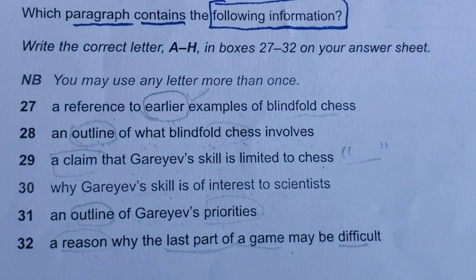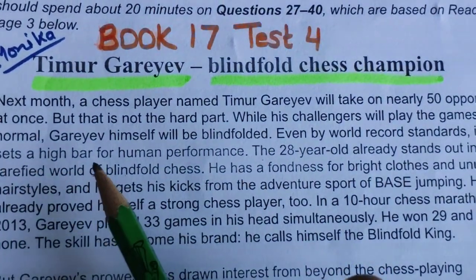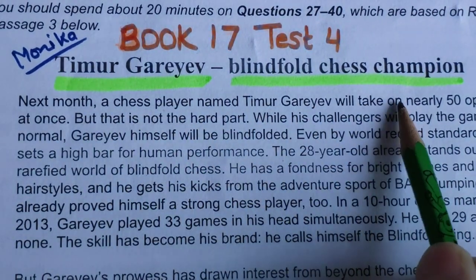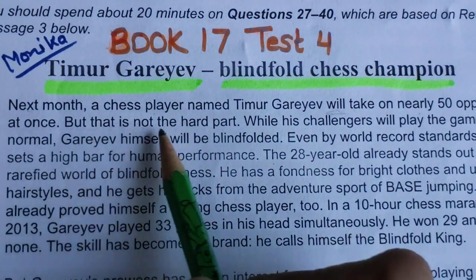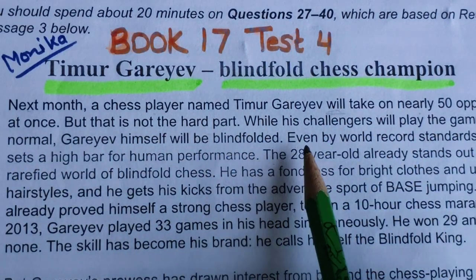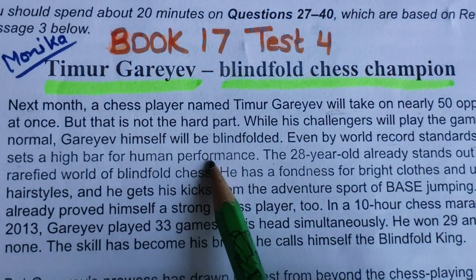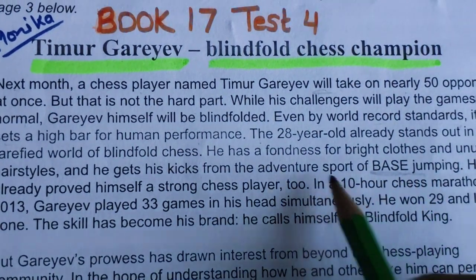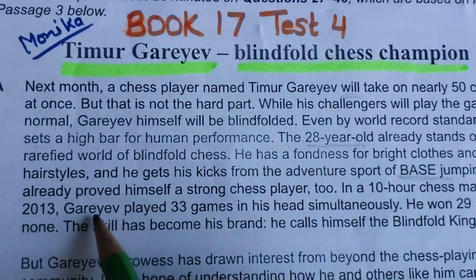Now one by one we will be reading it. This is my A paragraph. Next month a chess player will take on nearly 50 opponents at once, but that is not the hard part. While his challengers will play the game as normal, he will be blindfolded. Even by world record standards, it sets a high bar for human performance. I'm leaving this here because I think it is an important word. While reading the paragraphs, please highlight the words in your own style.